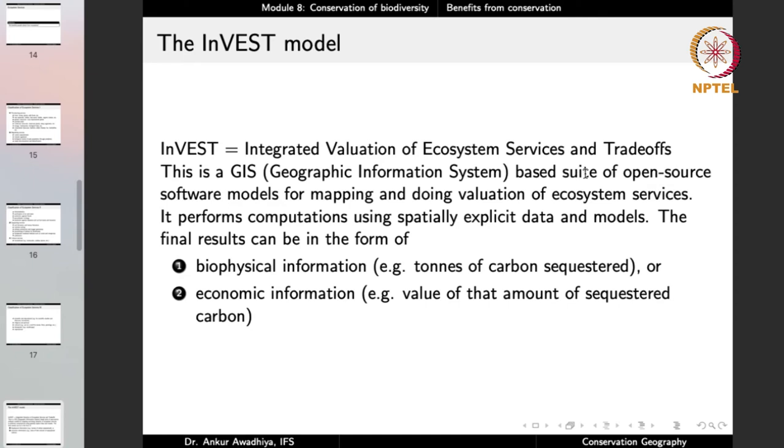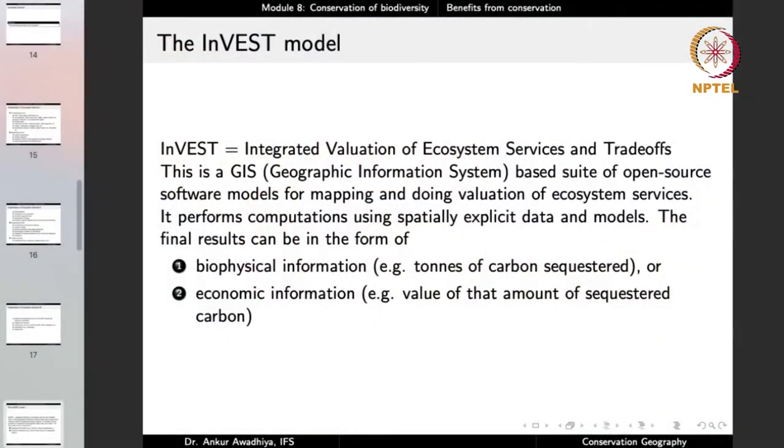Because this is a GIS-based suite, we can compute things such as, okay, this 10% area of the forest has this density, and it is doing this much amount of carbon sequestration. This other portion of the forest has this density and is doing so much carbon sequestration. So what is the total amount of carbon sequestration that this whole forest is doing? To make these computations, we make use of GIS-based systems, geographic information system based suites, and it does a valuation of the ecosystem services.